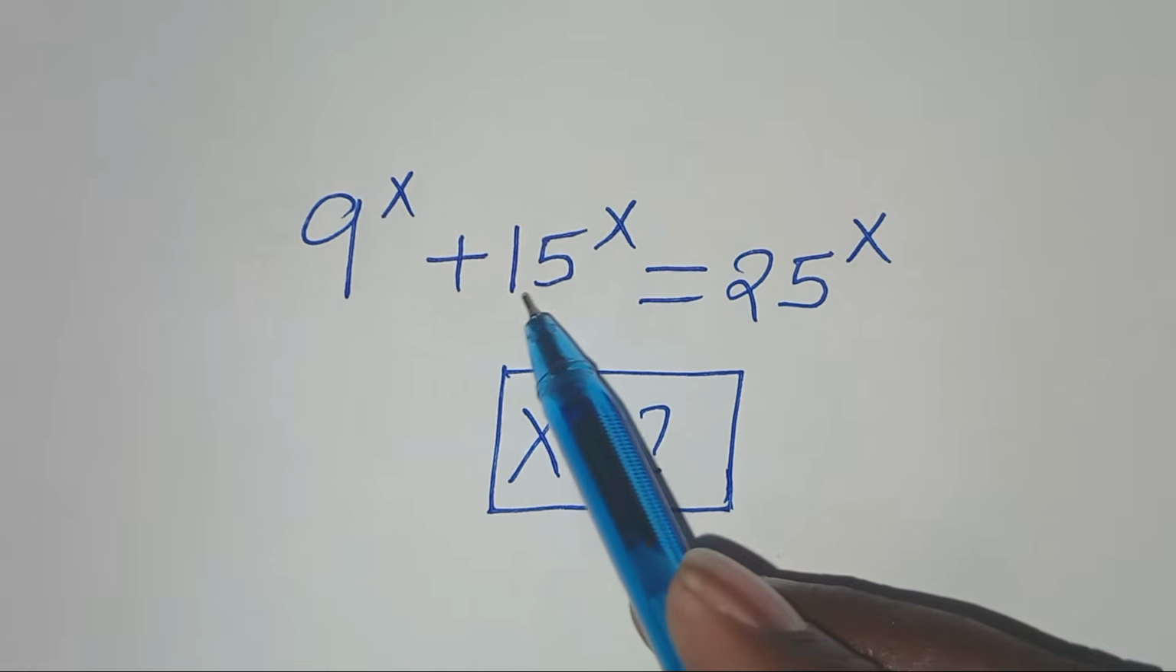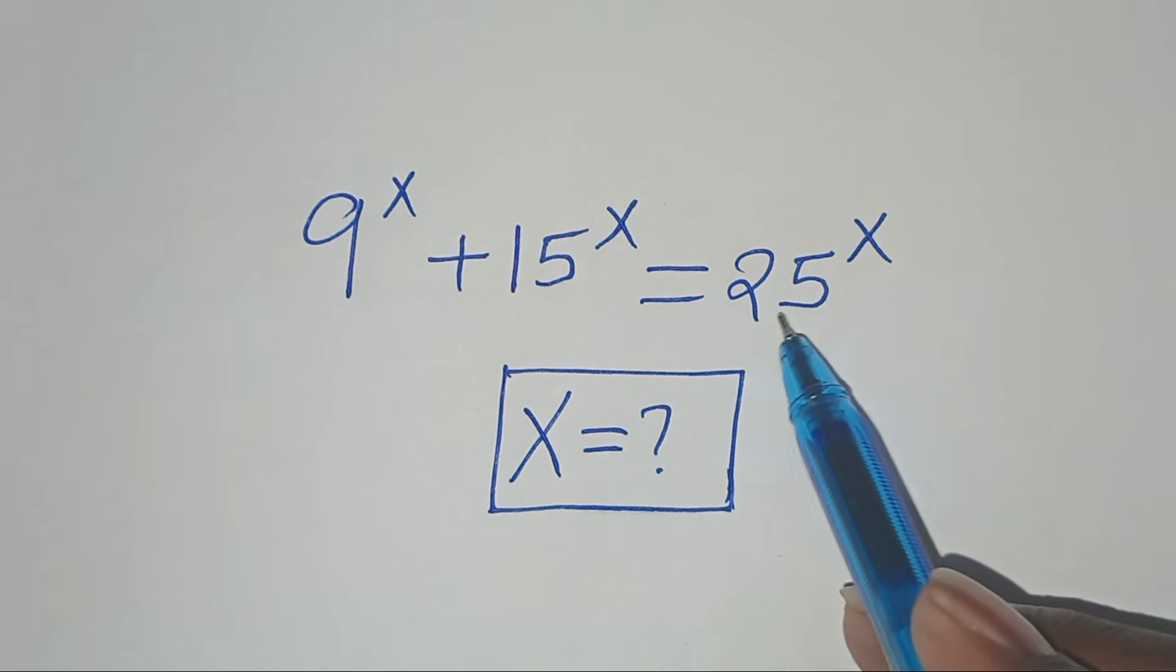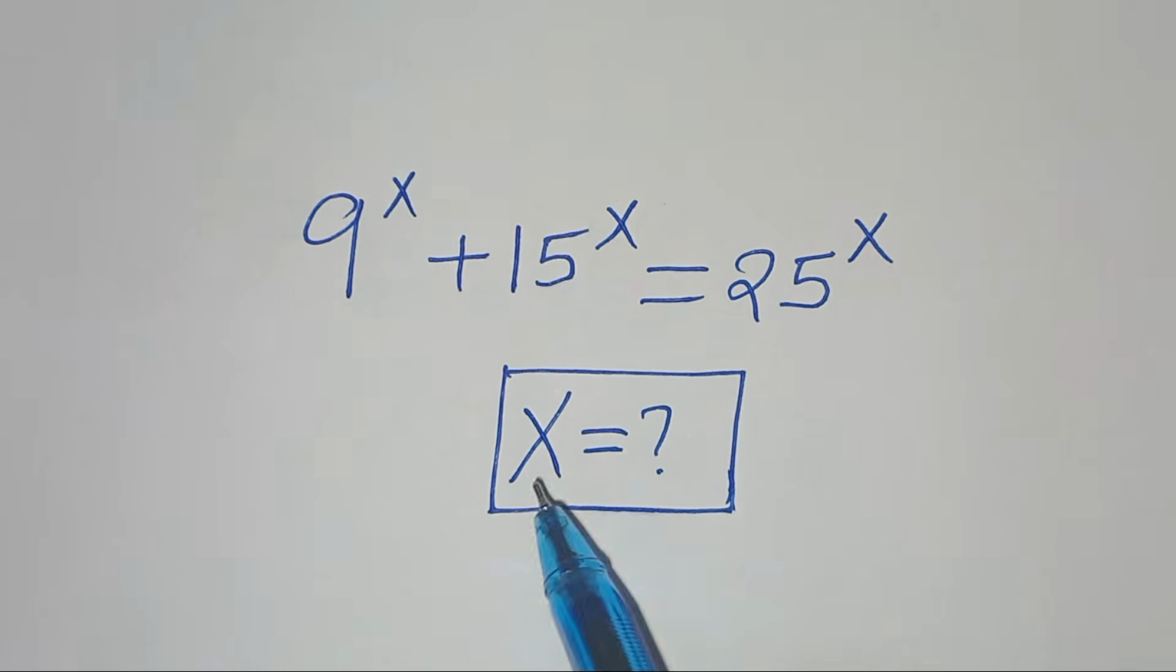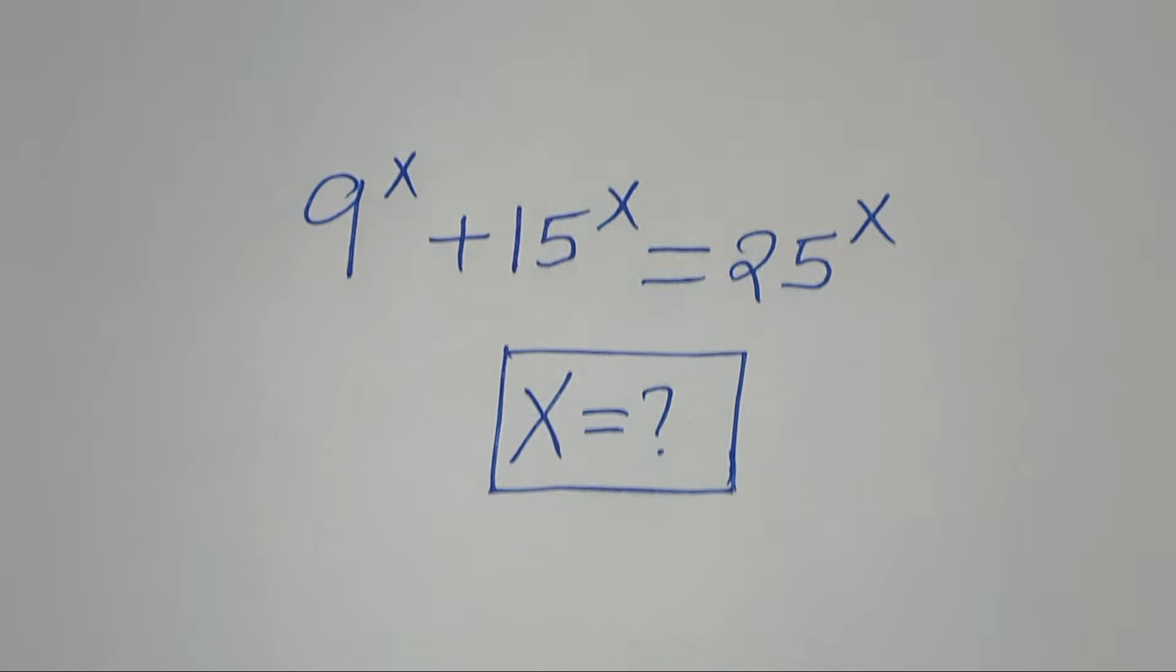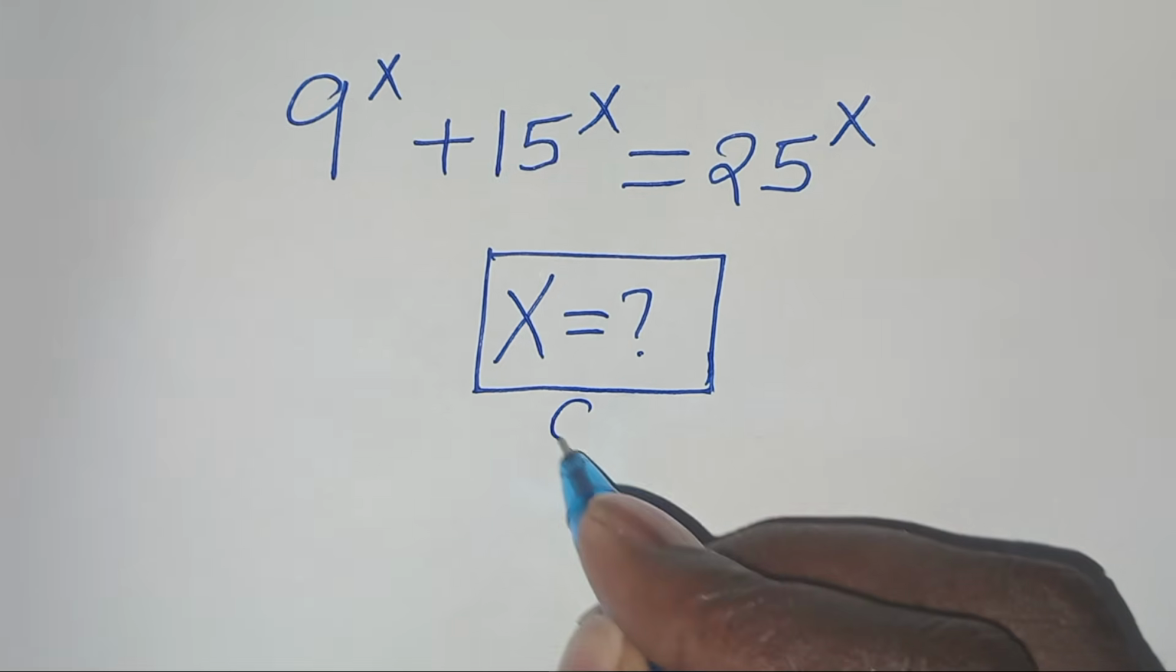9 to the power of x plus 15 to the power of x is equal to 25 to the power of x. So what is the value of x? Now let's provide a solution from here.